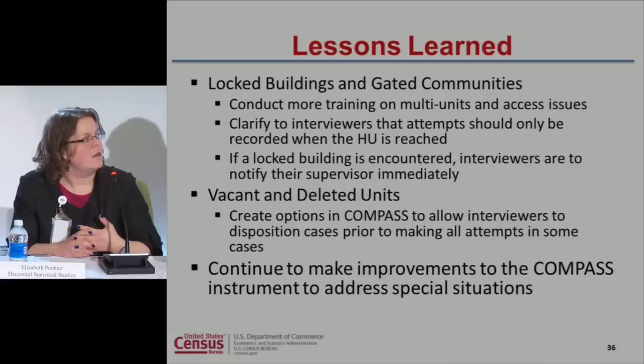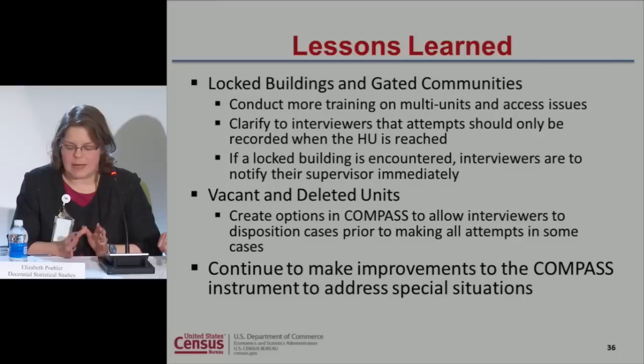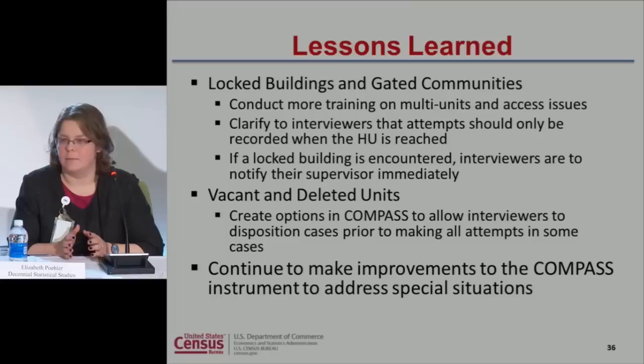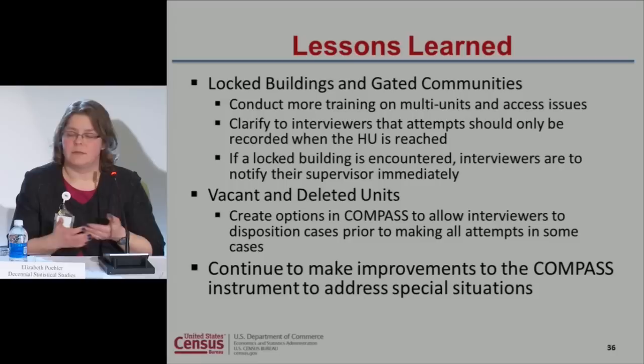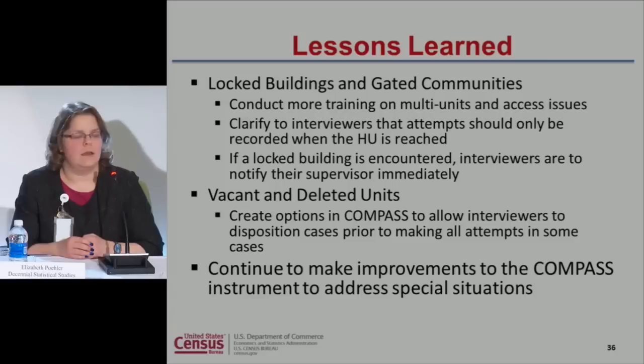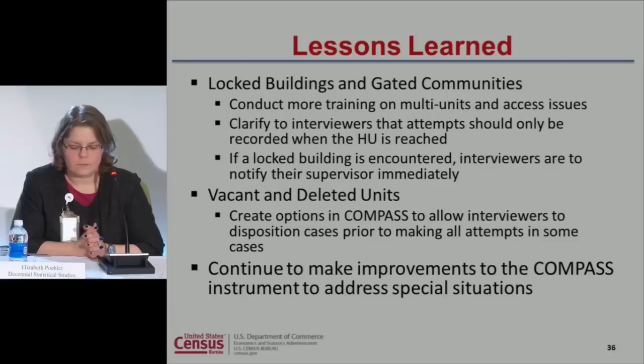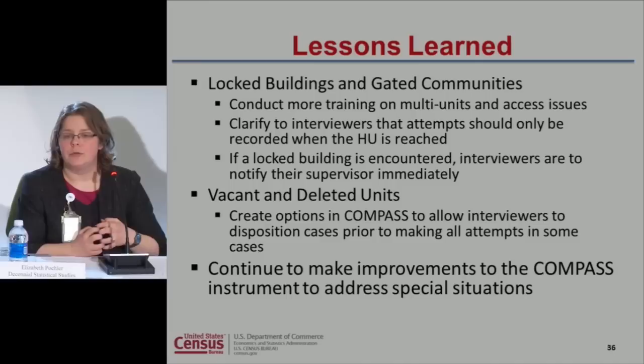For vacant and deleted units, we're recommending creating options in the Compass application to allow interviewers to disposition cases prior to making all of the attempts in some cases. So for example, we would have an option in the Compass interview for the interviewer to note, I think this unit might be vacant. And then the Compass interview would prompt them to go visit a proxy immediately. If that proxy confirmed that indeed the unit is vacant, the case is resolved and no additional attempts are made. If the proxy would indicate, no, I think somebody is living there, then the interviewer would continue to make attempts at that housing unit before attempting another proxy interview. And in general, we will continue to make improvements to the Compass instrument to address additional special situations.